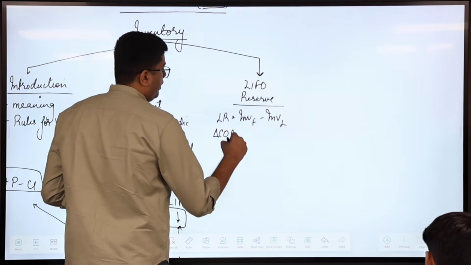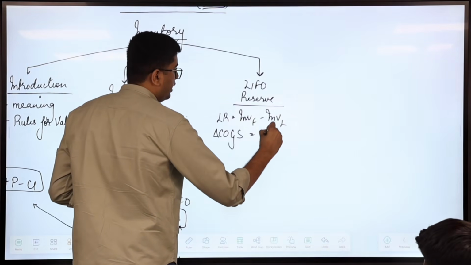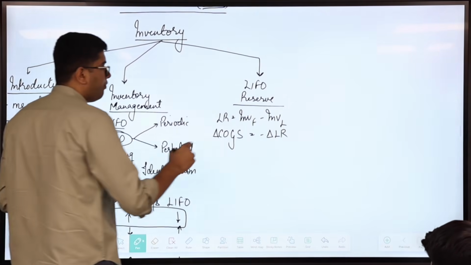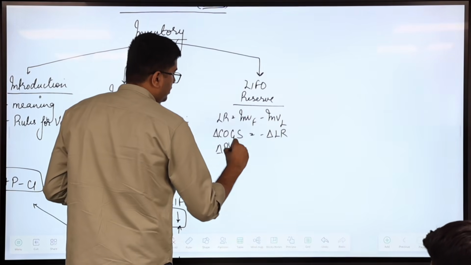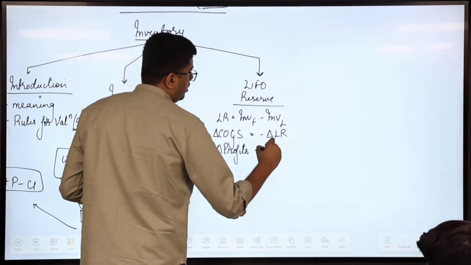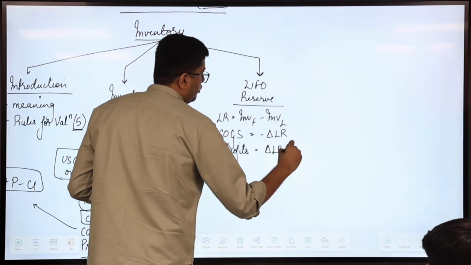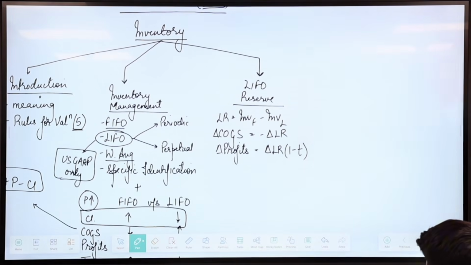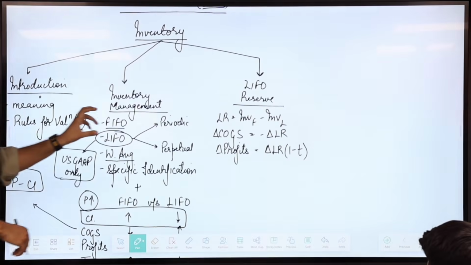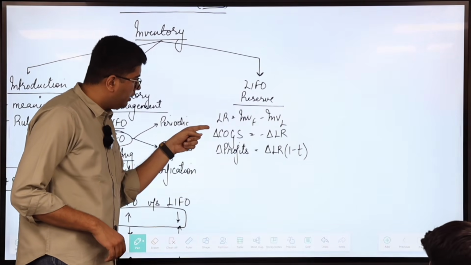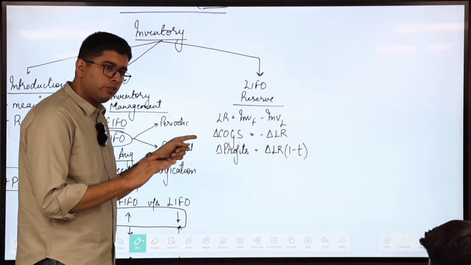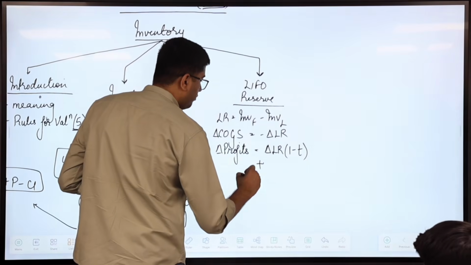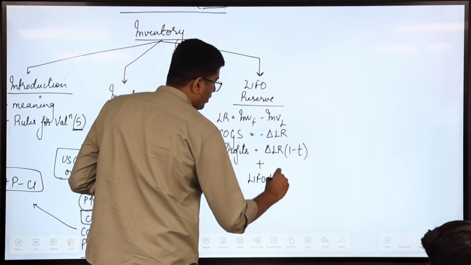From this, we can find out the impact on cost as the negative change in LIFO reserve. Change is always closing minus opening. And the change in profits will be the positive change in LIFO reserve, times 1 minus X. This is the basic concept of LIFO reserve, and how as an analyst you can use this single number to also find out how much gap a company's cost is showing and how much gap a company's profit will be showing. But beyond this, we also covered an important topic, LIFO liquidation.